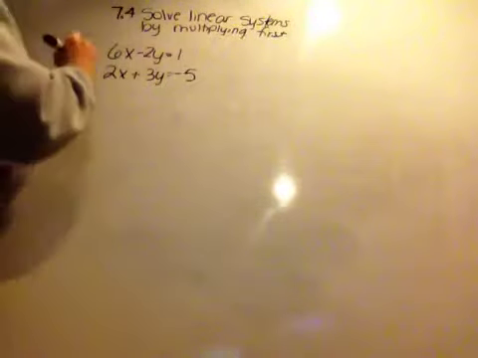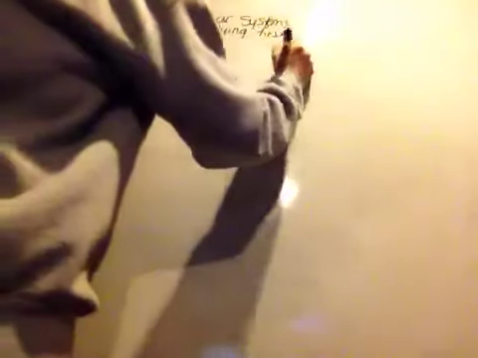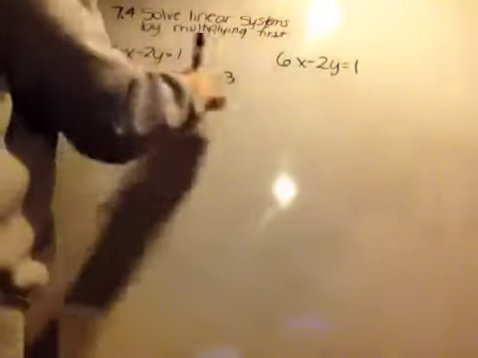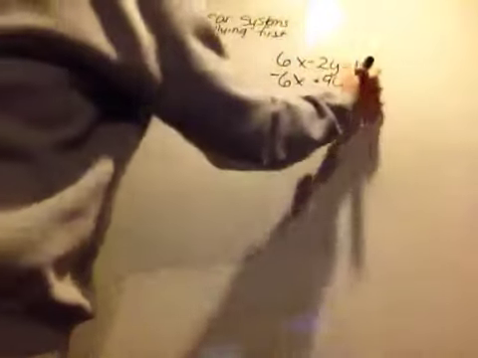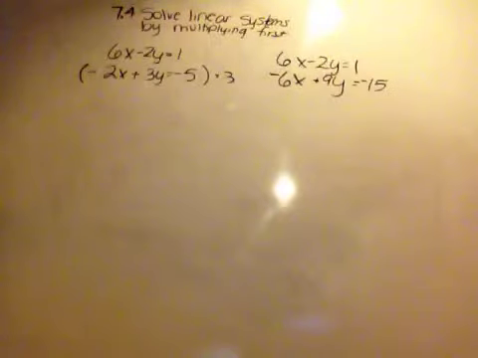So in this system, if we multiply this whole equation by 3, our top equation stays the same, but then my bottom one becomes negative 6x plus 9y equals negative 15. Now I can add these together and eliminate x, and my new system is equivalent to the original system I started with. So we're going to start in our first example by multiplying one equation and then adding to solve our linear system.